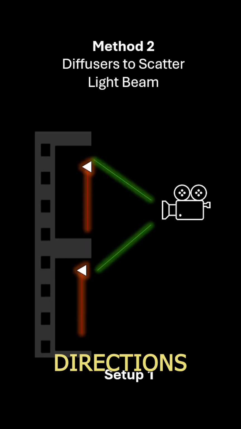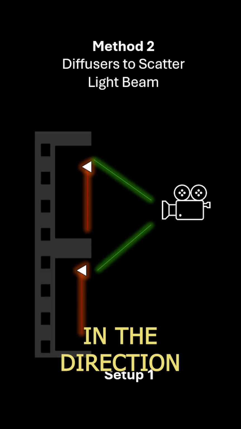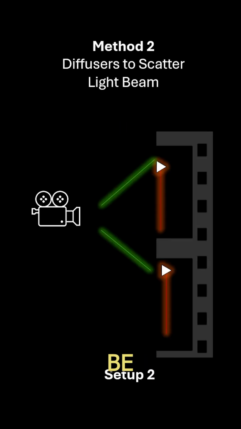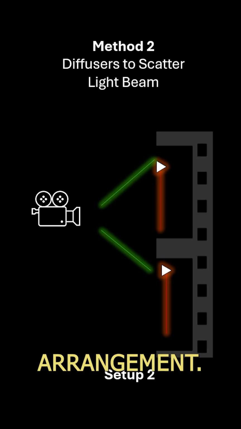This particular method has a limitation in which we actually see that the light is traveling in two different directions. First, in the direction depicted by the red, which was the original direction of the light beam. Second is depicted by the green, originating from the different diffusers to reach the camera sensor. But the same can also be resolved by placing the camera in the opposite direction in the mirror arrangement.